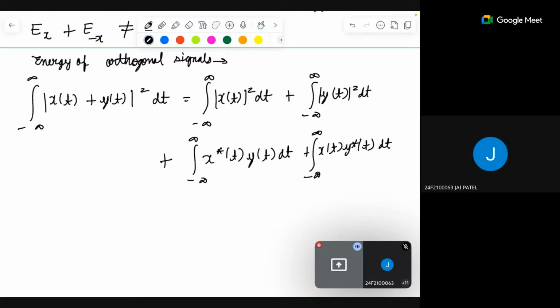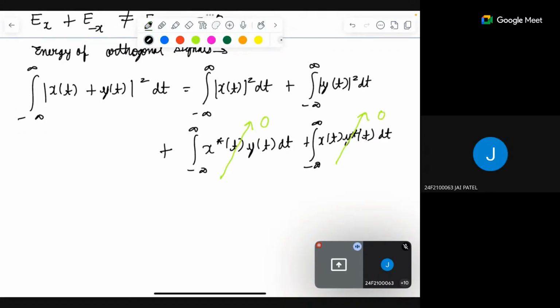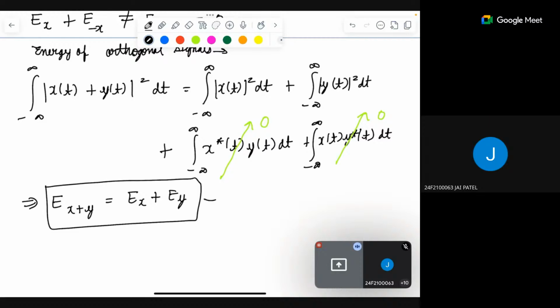Does anyone remember the definition of orthogonality? Yeah, so if my signals x(t) and y(t) are orthogonal to each other, then by the definition of orthogonality, these two terms will go to 0. So what I have is the energy of x plus y is equal to the energy of x plus the energy of y. This expression is only true when x and y are orthogonal to each other.